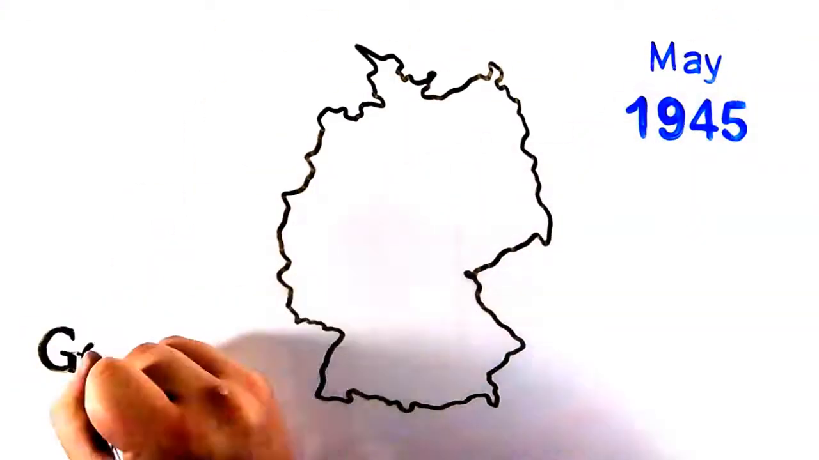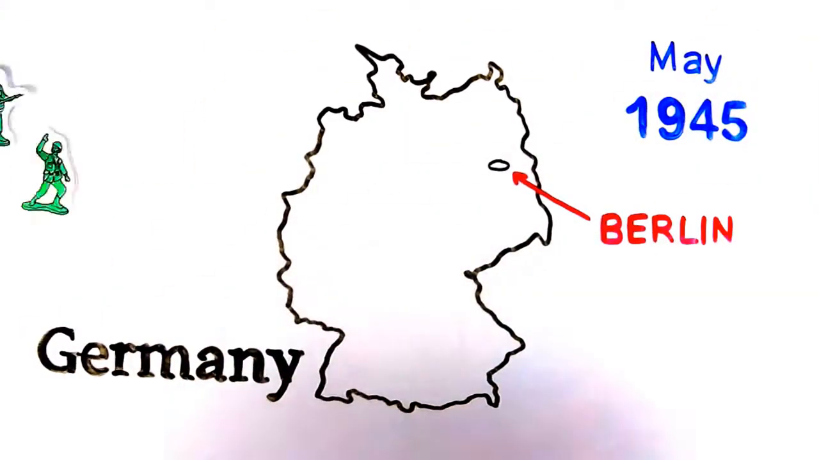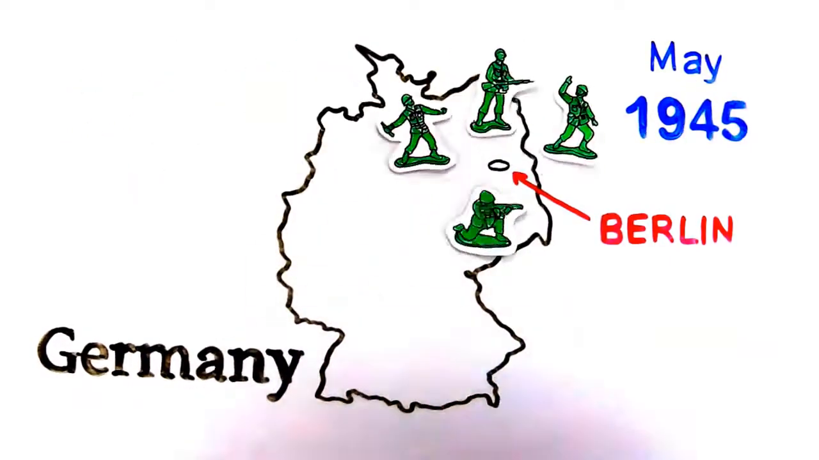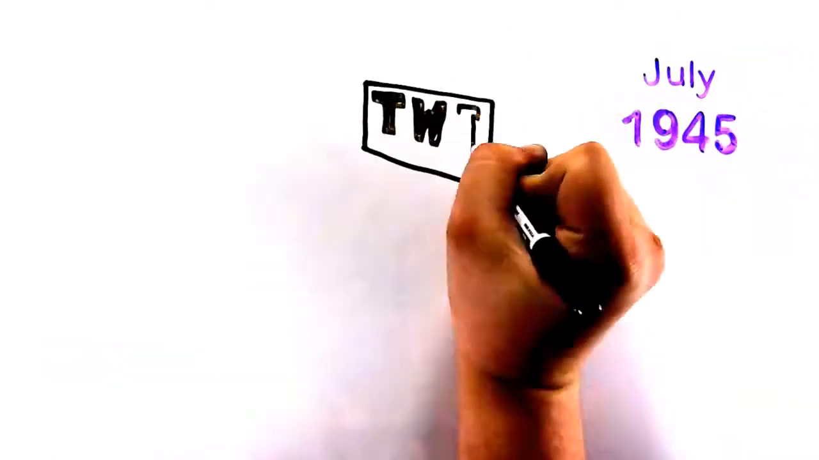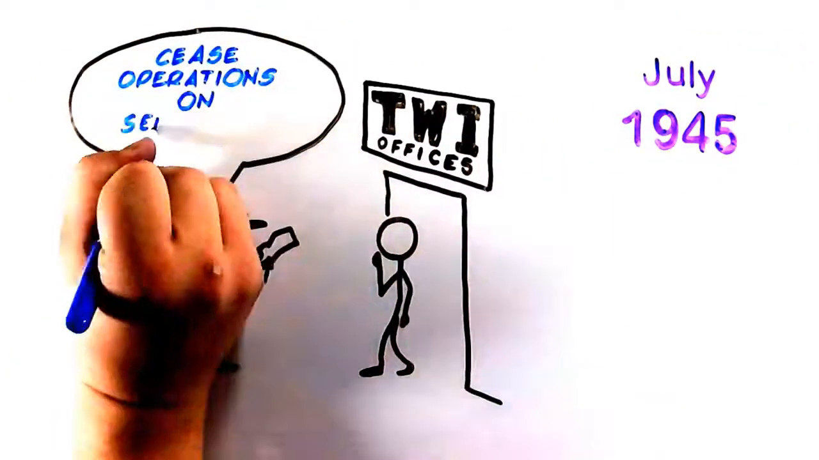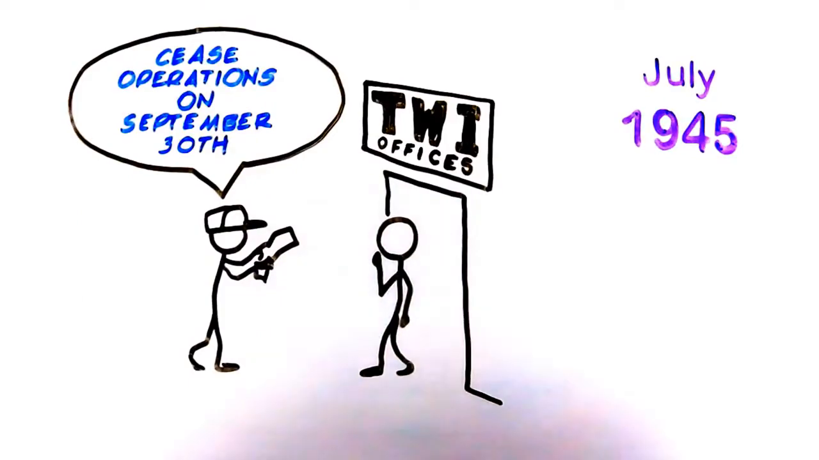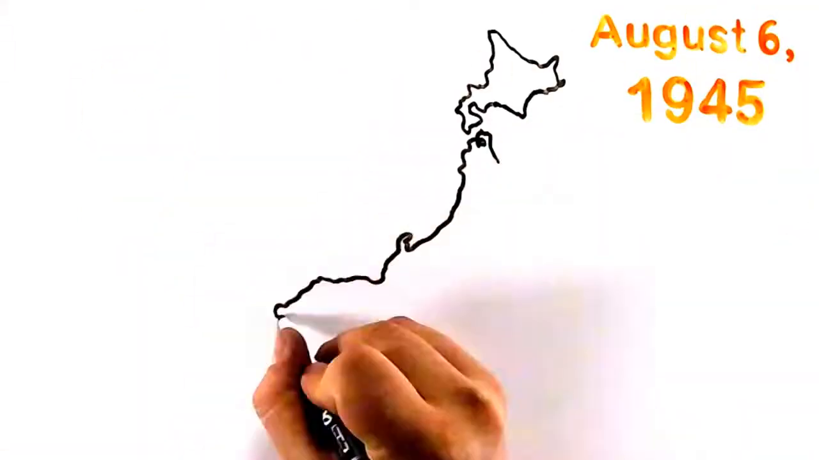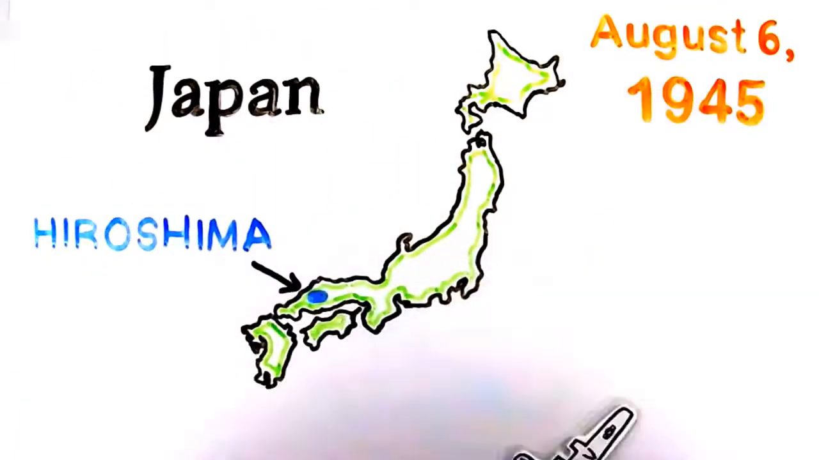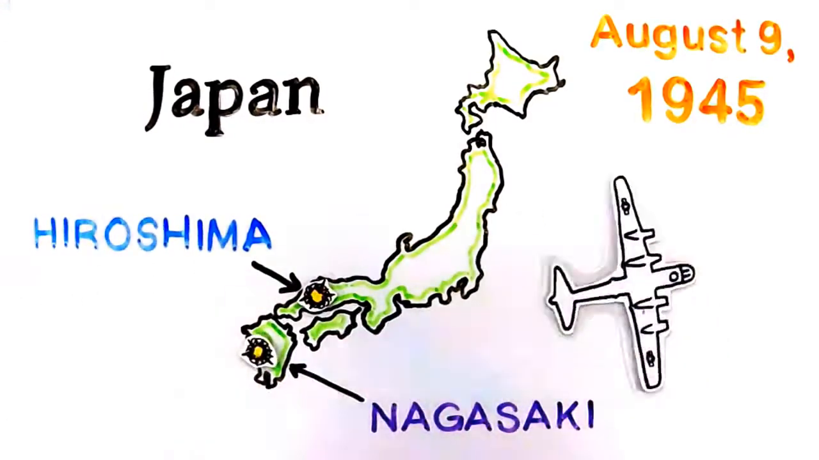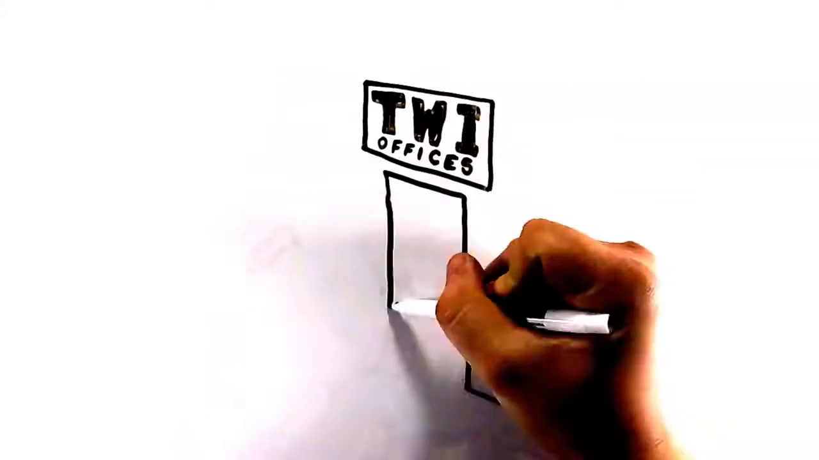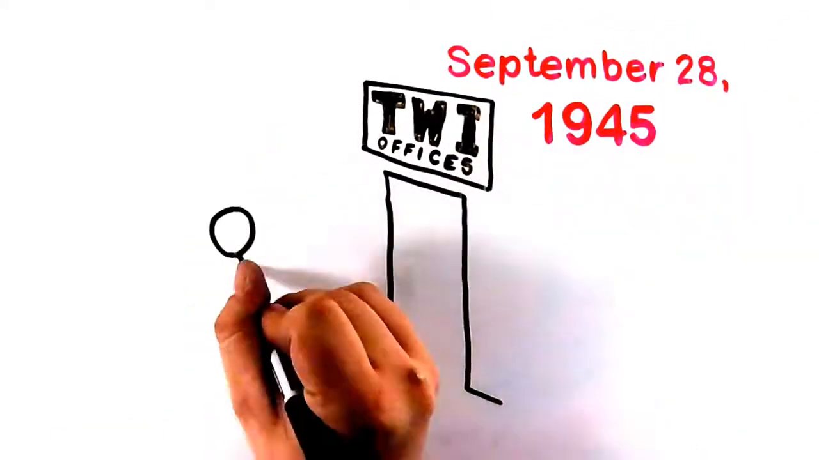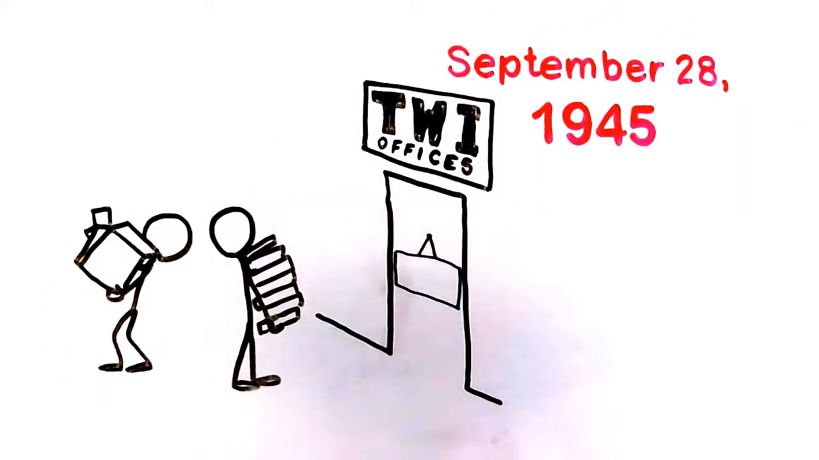In May of 1945, after the Western Allies and Soviet Union invaded Germany and succeeded in the capture of Berlin, Germany surrendered unconditionally. In late July of 1945, the TWI offices were notified to cease operation effective September 30th of that year. Just over a week later, Hiroshima was bombed, followed by Nagasaki a week later. Japan announced their surrender. The war was over. The TWI services officially closed their operations on September 28, 1945.